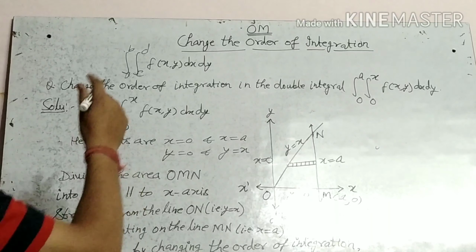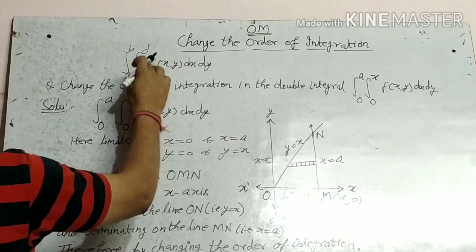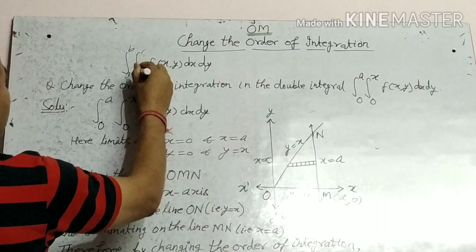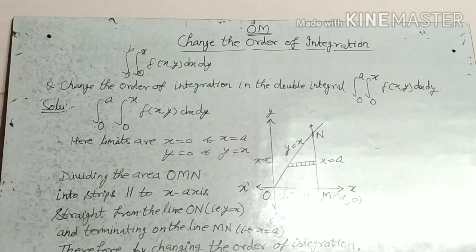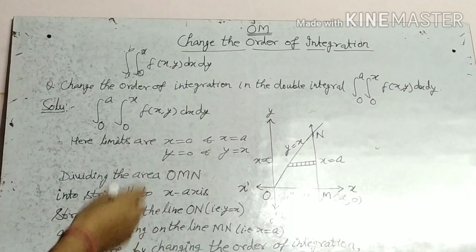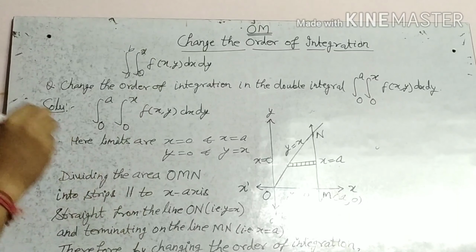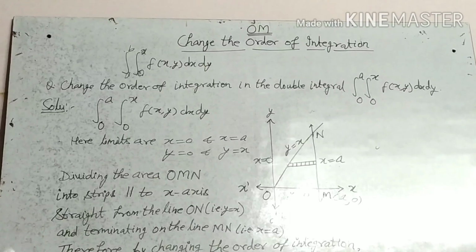But if the limit is, suppose, a to b for one variable and 0 to x for the other, now it is in terms of x, so you have to integrate first with respect to y, because the limit is in terms of x. This is the boundation: first you have to integrate with respect to y.